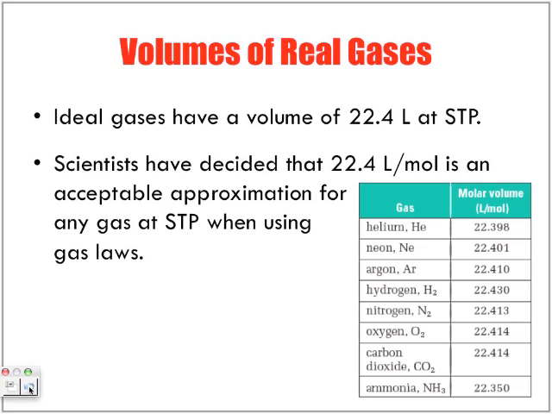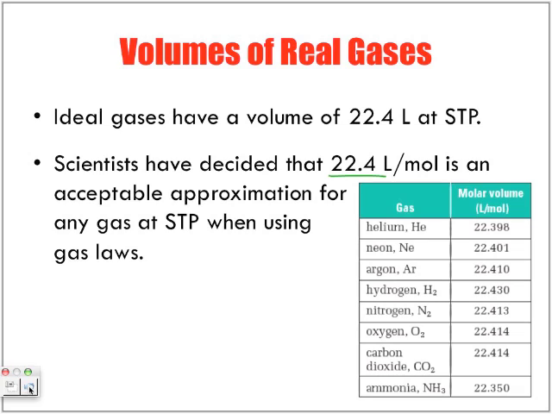Here is the molar volume of various gases at STP. And notice how they're not exactly 22.4, but they're pretty much ballpark, just like what we calculated in one of the previous examples. You don't need to memorize these. The only thing you do need to memorize is that the molar volume of an ideal gas is 22.4 liters per mole. Right? So, did I write it down here?